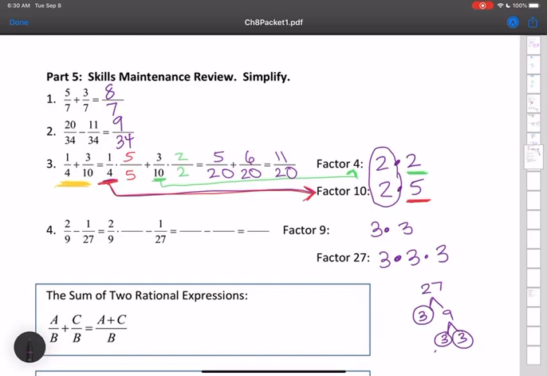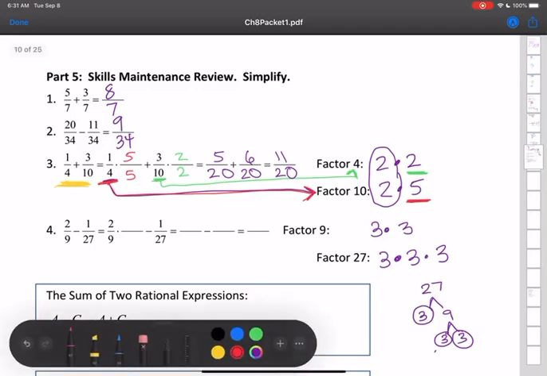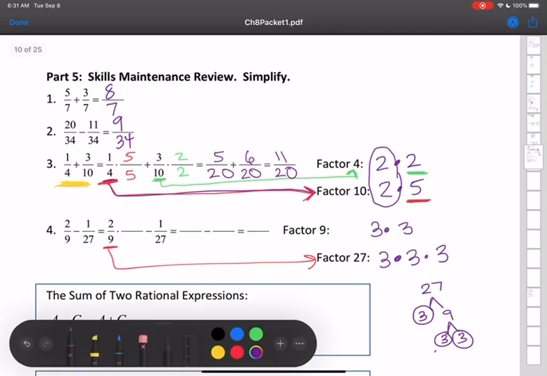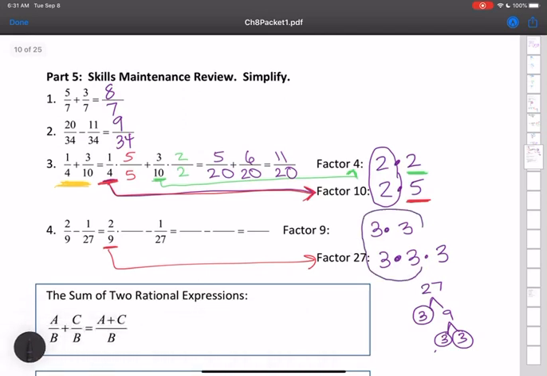Okay, so we'll start with the 9. So we're looking at the 2/9. We're trying to find that lowest common denominator. So we go to the opposite fraction. We see, what do they have in common already? They have 3 and 3, right? So they have 3 times 3 in common.